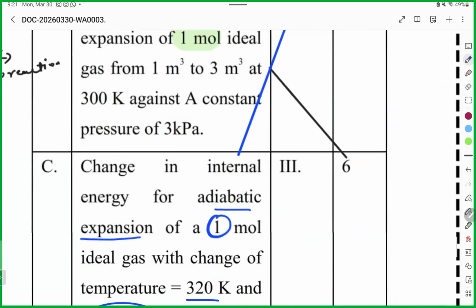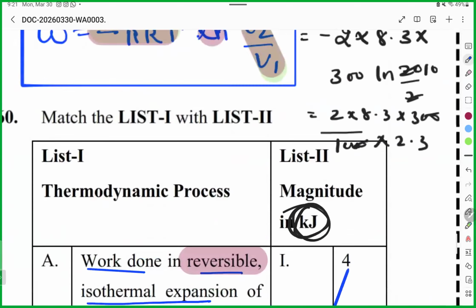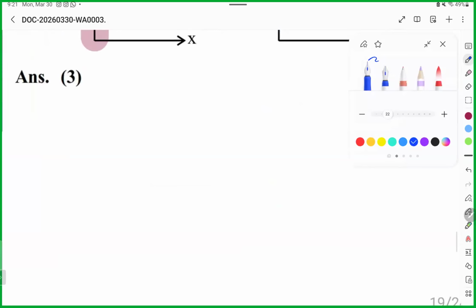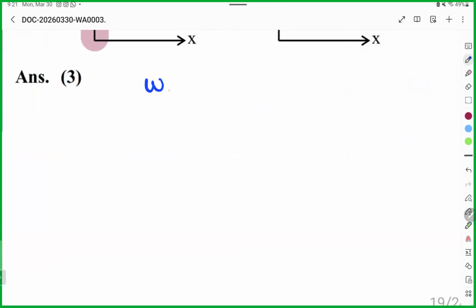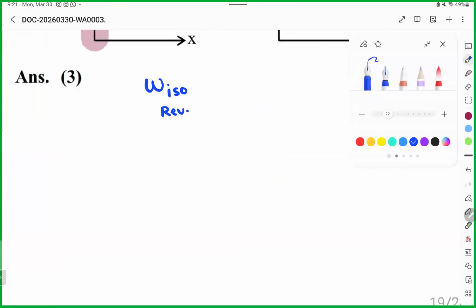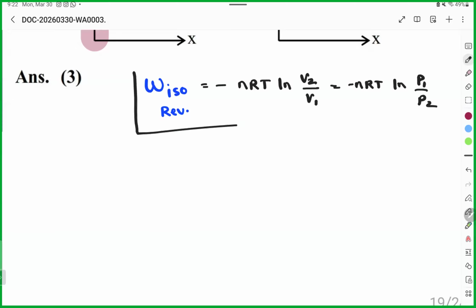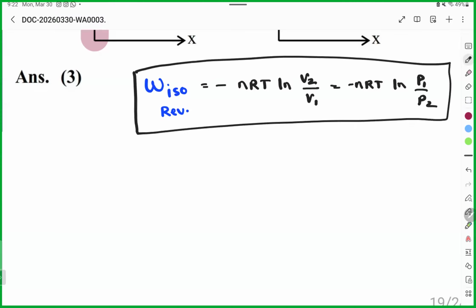So, our conclusion is, what you learned from this question? 4 formulae. Work done for isothermal and reversible will be equal to minus nRT natural log V2 by V1, or minus nRT natural log P1 by P2. I wrote it extra.